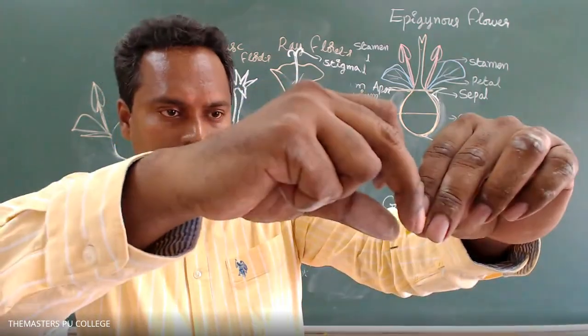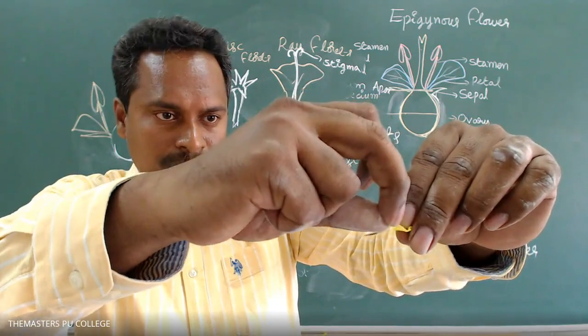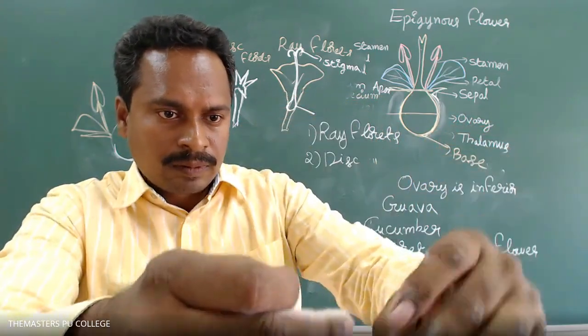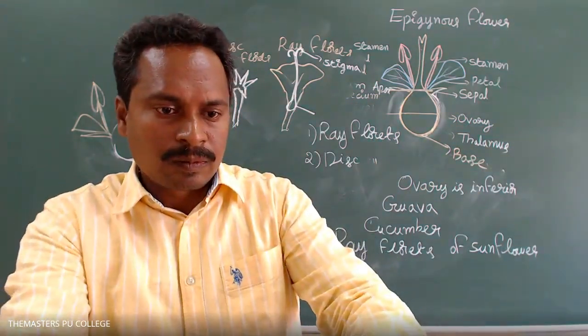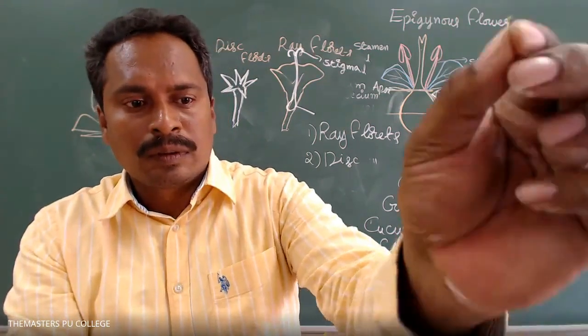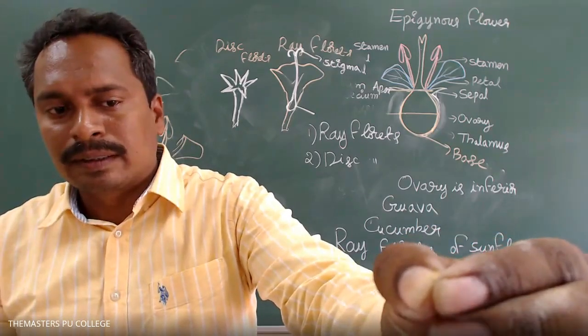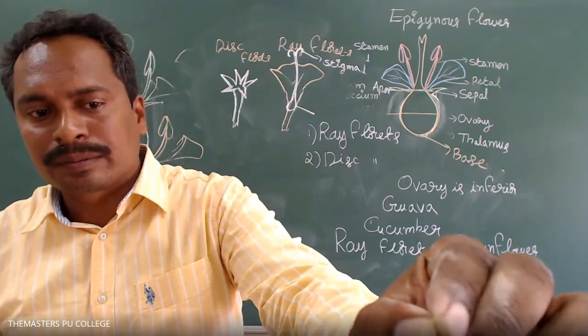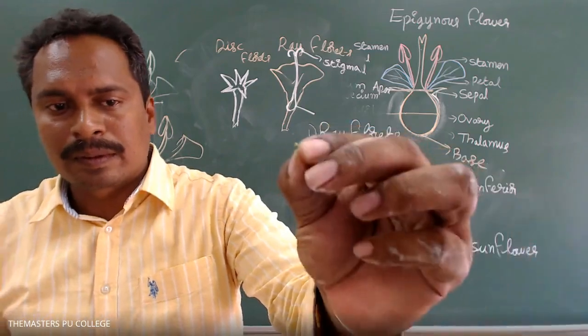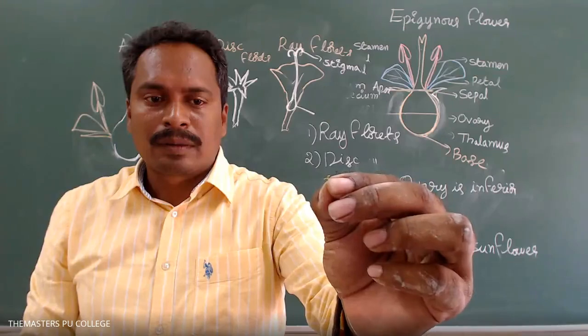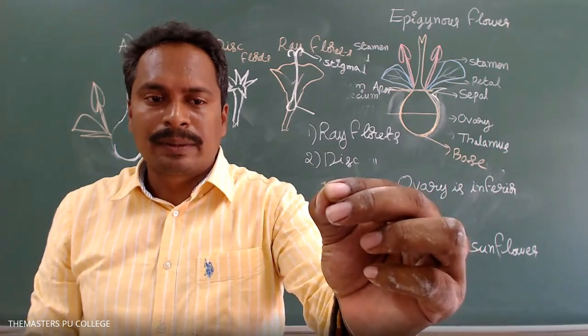Now, we'll separate that. So here I have separated the stigma lobes. Can you see it? Now is it visible? It's a small thing.